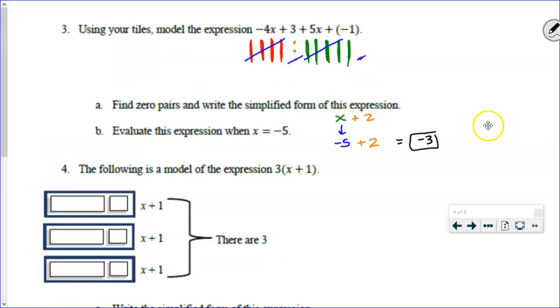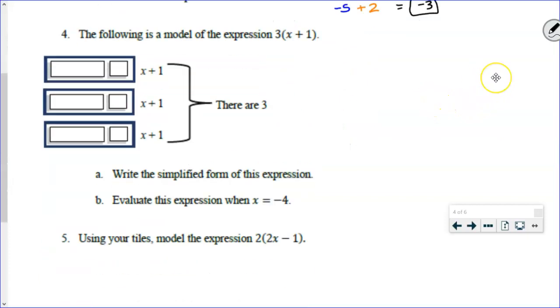How many zero pairs? Yeah, 5. Yeah, 4 zero pairs of the x's and a 5th one in the units. Good job recognizing that. Okay, and this is modeling that distributive property which we practiced last time. So 3 groups of x plus 1. Here's our x plus 1. We have 3 different groups. What is the simplified form of this then?